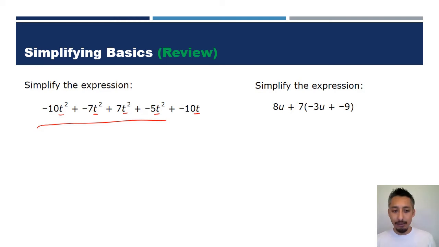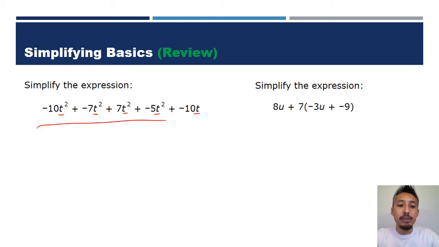So when you combine them, you're only allowed to combine these first 4 together because they have the same variable and the same exponent. So negative 10t squared plus negative 7t squared plus 7t squared plus negative 5t squared. That's what we're trying to figure out. You can just go ahead and type the coefficients into a calculator and add it up that way. I just want to show you another way that you could have thought about this, using this idea of zero-sum pairs. As a reminder, zero-sum pairs are just 2 numbers that add up together to cancel each other out. So a positive 5 and a negative 5, a positive 3 and a negative 3. It's the same number, just one's positive, one's negative.